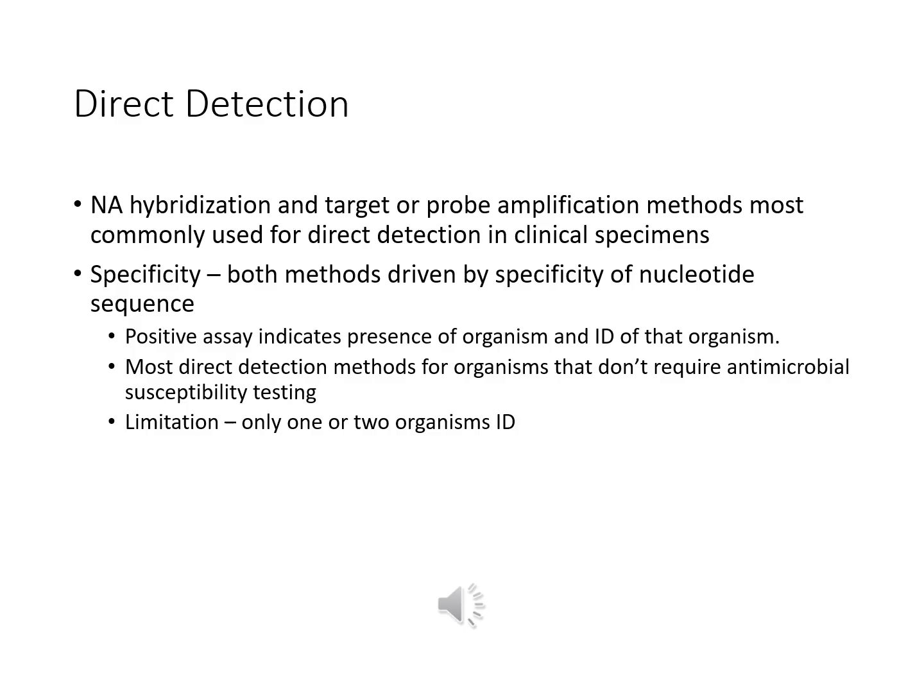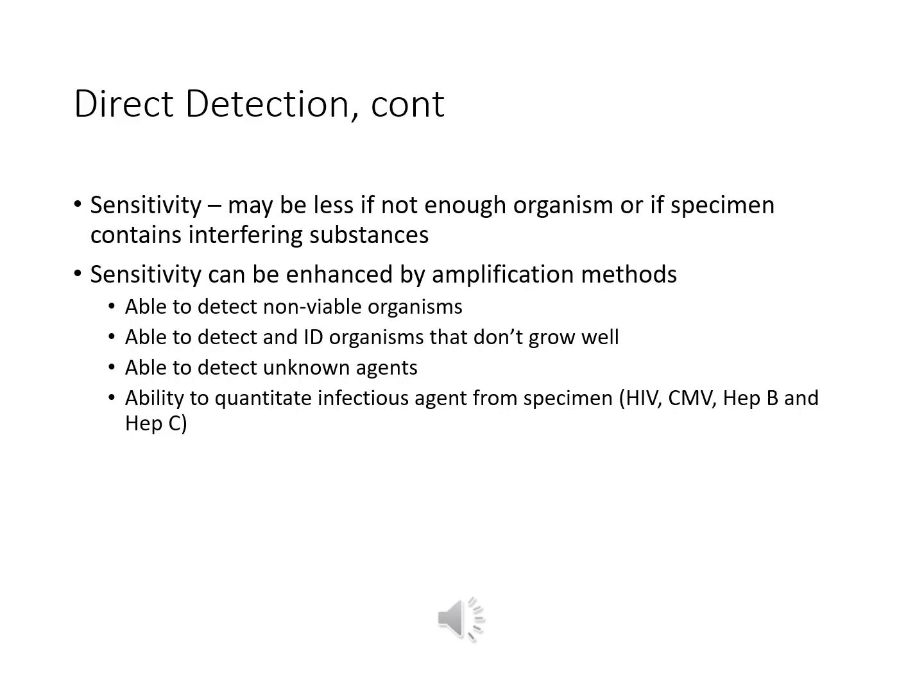You get some specimens, like wound cultures, that will have multiple organisms that have to be worked through to identification. Sensitivity is limited if there is not a sufficient amount of organism or if the specimen contains interfering substances. So sensitivity is enhanced by those amplification methods. We're able to detect non-viable organisms, and you're also able to detect and ID organisms that don't grow well. It can detect unknown agents and has the ability to quantitate infectious agents from the specimen. Examples would be HIV, CMV, which is cytomegalovirus, hepatitis B, and hepatitis C.